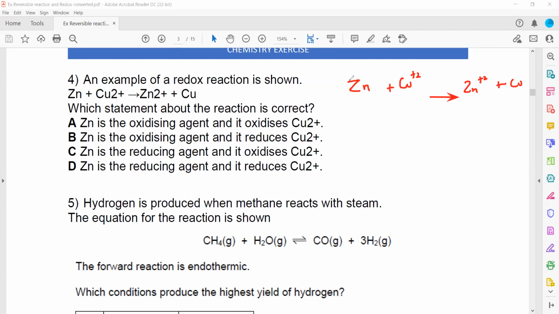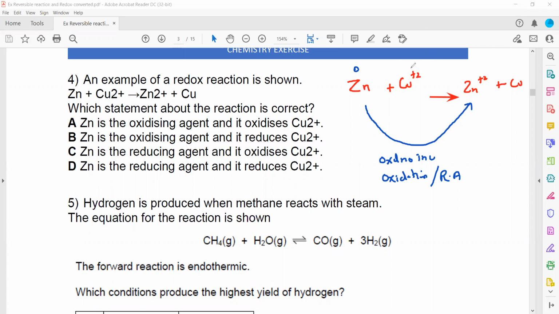For an element, the oxidation state is 0. Zinc is originally 0, it becomes +2. So if 0 becomes +2, the oxidation number increases. If there's an increase in oxidation number, we call this change oxidation. And the substance for which oxidation happens, we call that a reducing agent. So oxidation happens for zinc and it is acting like a reducing agent.